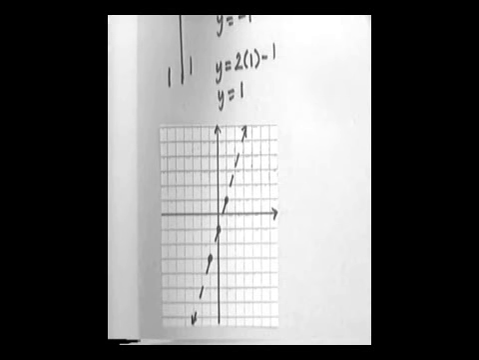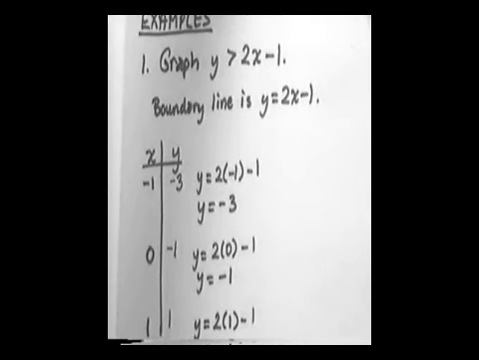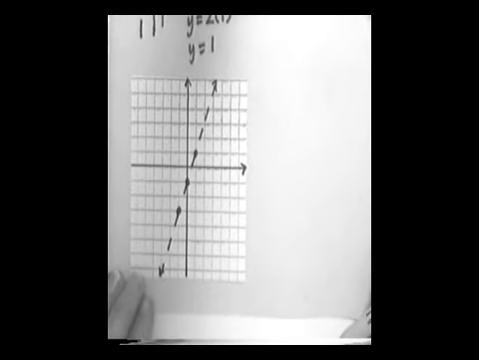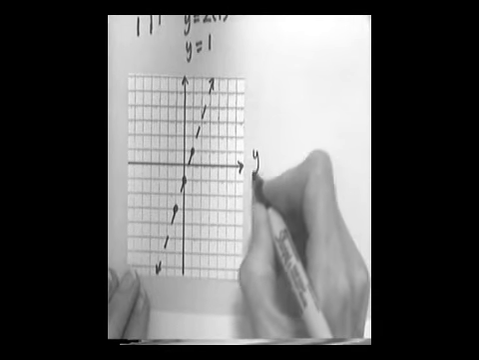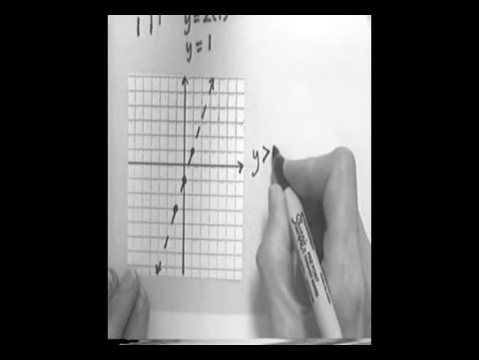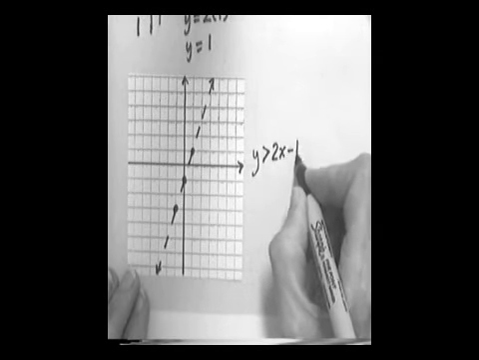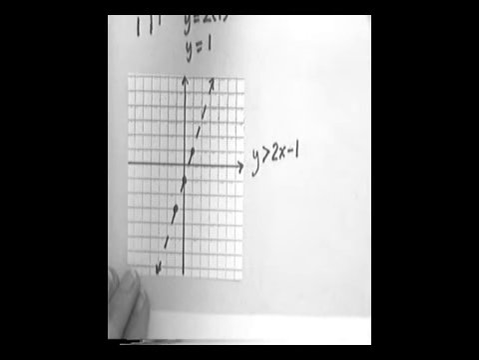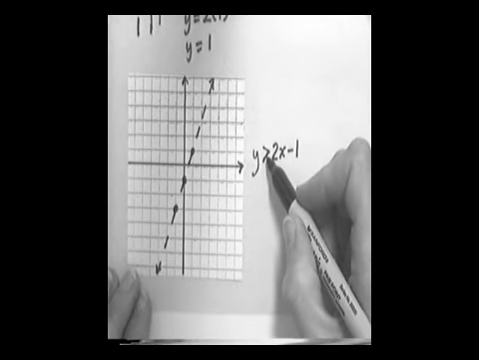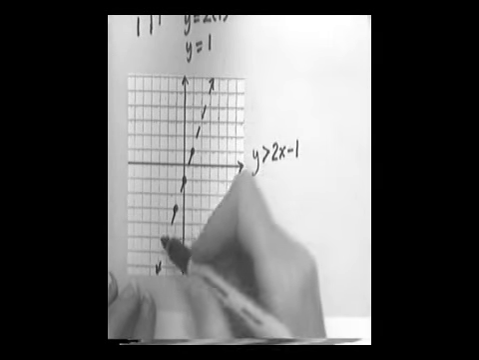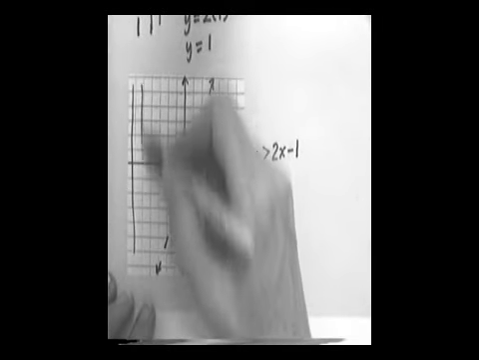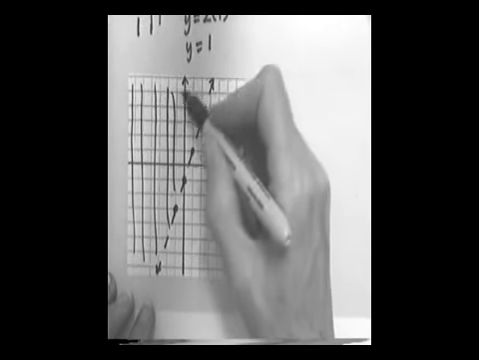Next, we shade above the boundary line for greater than, below the boundary line for less than. The original inequality was y is greater than 2x minus 1. Let me write that inequality down beside the graph so we won't have to keep sliding back and forth. We're graphing y is greater than 2x minus 1. Greater than goes up, less than goes down. The greater than means we go up above the boundary line, and so we'll shade in all the portion that is above the boundary line.